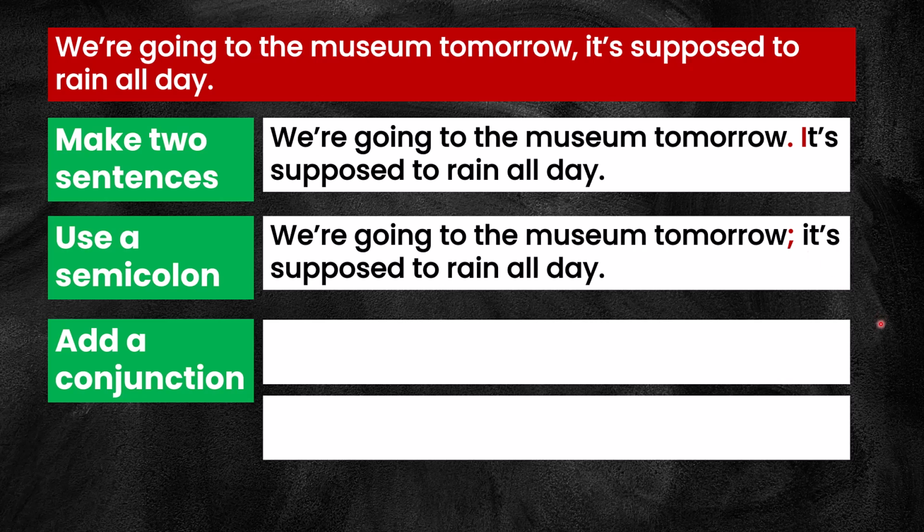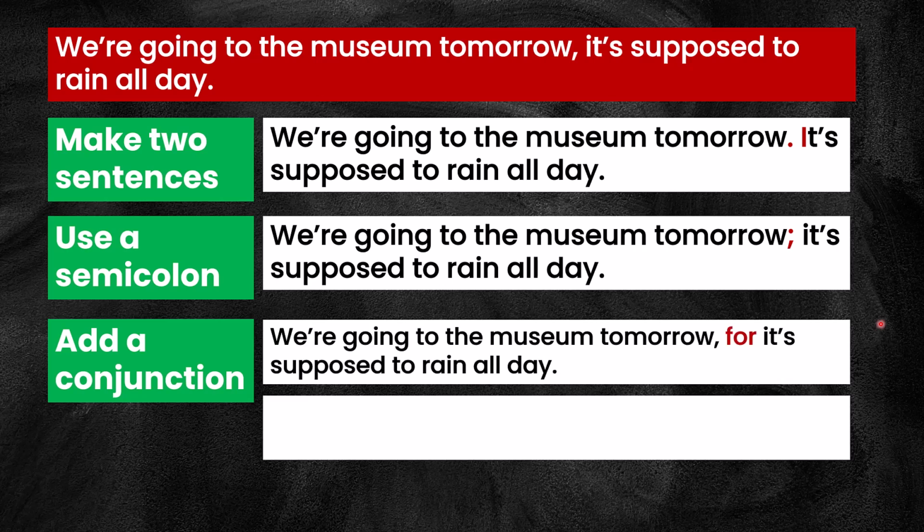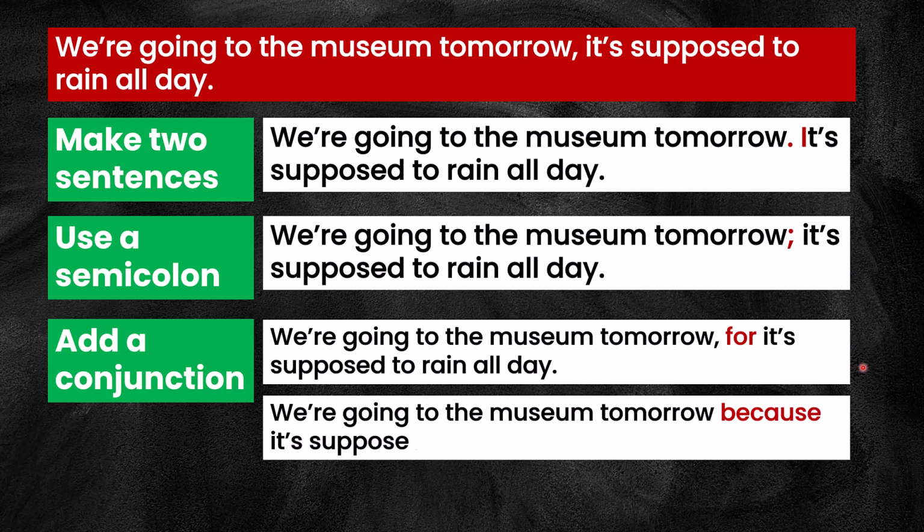And finally, we could add a conjunction. We're going to the museum tomorrow, for it's supposed to rain all day. Now in this case, for is a coordinating conjunction used in the same way as because. So we would keep the comma. However, for a subordinating conjunction, we would not use a comma. So we're going to the museum tomorrow because it's supposed to rain all day. All of these are now correct.